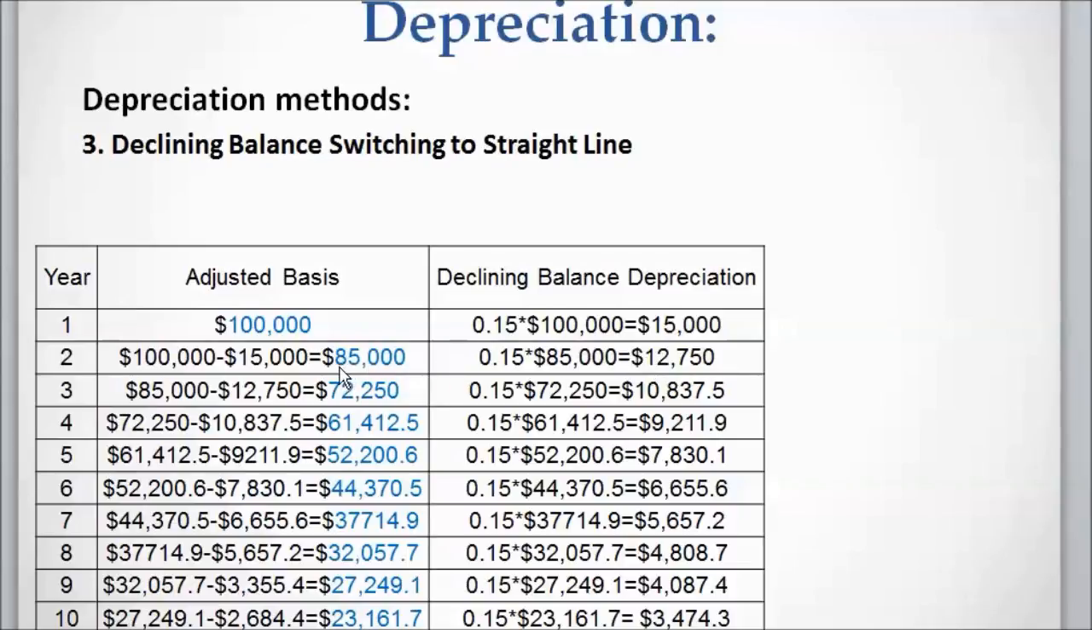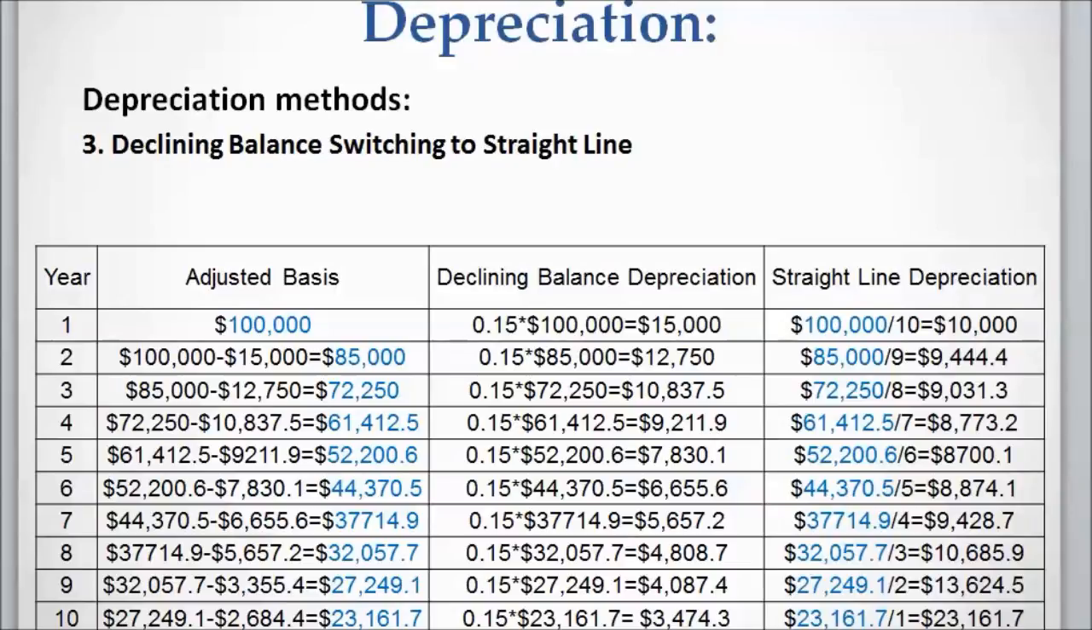For year three, to calculate the adjusted base, we deduct the depreciation of the previous year from the adjusted base of the previous year. We take $85,000, which was the adjusted base of year two, minus the depreciation of year two, and we have $72,250 as the adjusted base for year three. The depreciation is the adjusted base multiplied by the depreciation rate, and this is the depreciation for year three. We follow the same method for all the years, and we calculate the depreciation up to year 10.